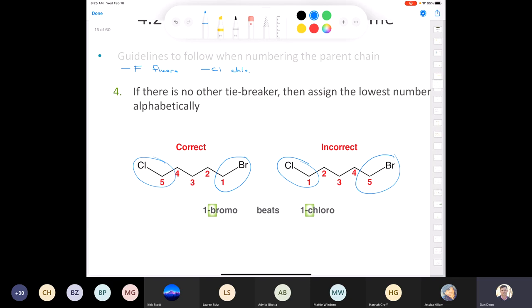Try to be consistent here. If you have a bromine, you can probably guess that's called a bromo. And if you have an iodine, that's called an iodo. Okay, so here we've got a chloro and a bromo. Well, if you get into a mess like this, all you do is assign the lowest number by the alphabet. So B is low. B comes before C in the alphabet. So bromo wins over chloro.